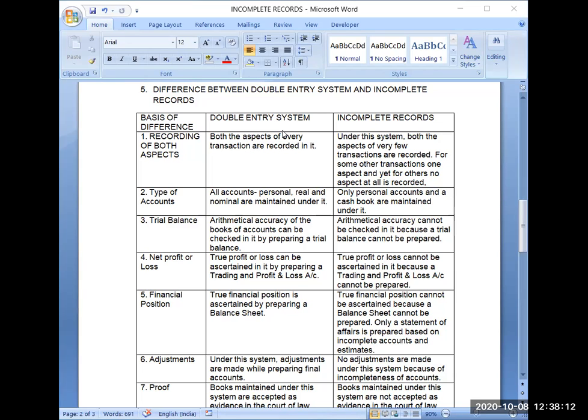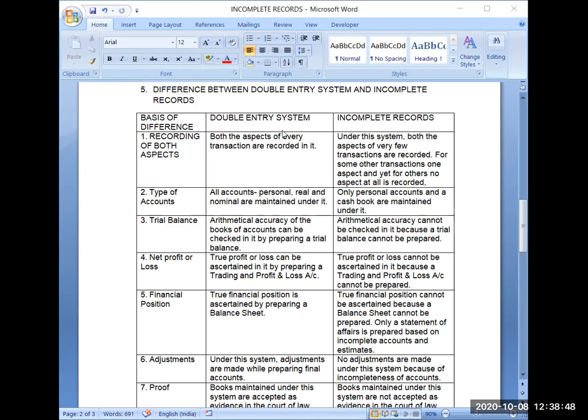Then trial balance. Obviously, in double entry system, you will be able to prepare your trial balance because you will be having proper ledger accounts for all the accounts. And if the trial balance matches, that will show you that your accounts are till now arithmetically correct. Some errors may be there despite that, but most of the accounts are correct. But here you cannot make sure yourself that your accounts are correct because it is a totally incomplete record. So arithmetical accuracy cannot be checked in it because the trial balance cannot be prepared.